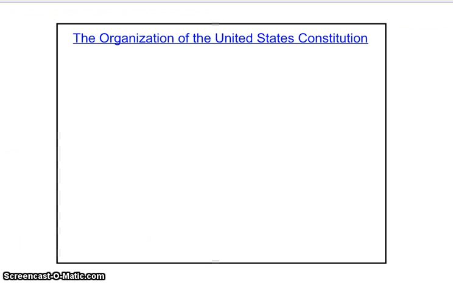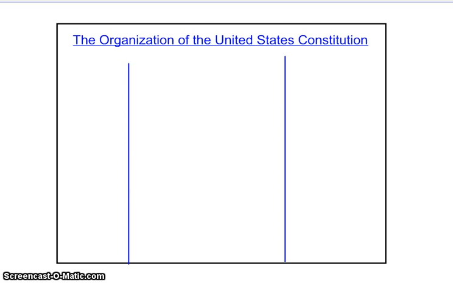So we have a piece of paper. Go ahead and turn it sideways for me. The title of our piece of paper, our graphic organizer, is The Organization of the United States Constitution. So I'll go ahead and let you guys fill that in. When you're done, you might want to pause it. Go ahead and divide your paper into 3 sections. And I kind of did it where the middle section here is the biggest, a little less room on the sides.